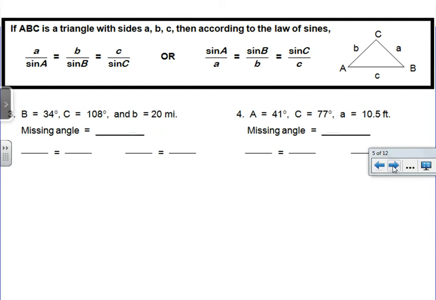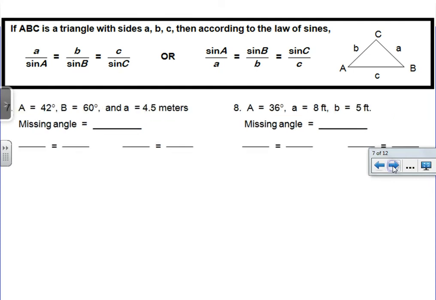Alright, do you guys mind if we skip ahead to a different type of question? Because I think you guys can do that one fine. Yeah. Move all the way until number 8. I know we're jumping quite a bit, but go to number 8.